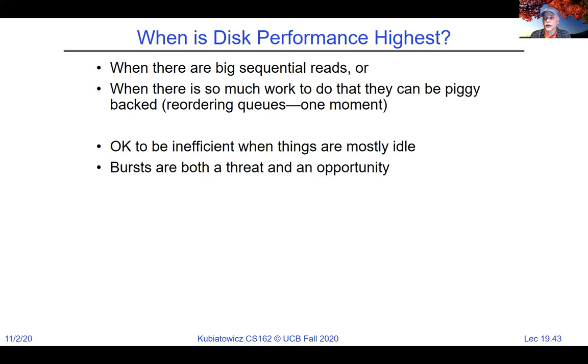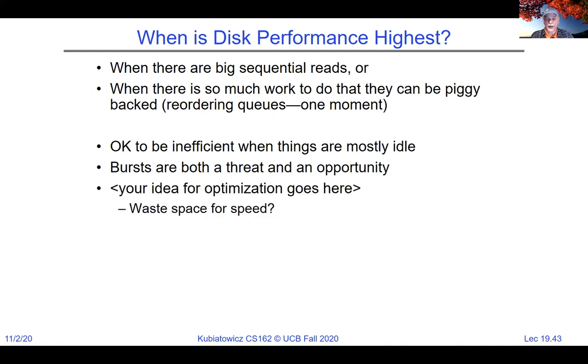So bursts are bad because they fill queues up, but they are an opportunity because if we have a bunch of requests, we may be able to reorder things and get better overall efficiency of our disks, okay? And so you can come up with many other ways of optimization here.